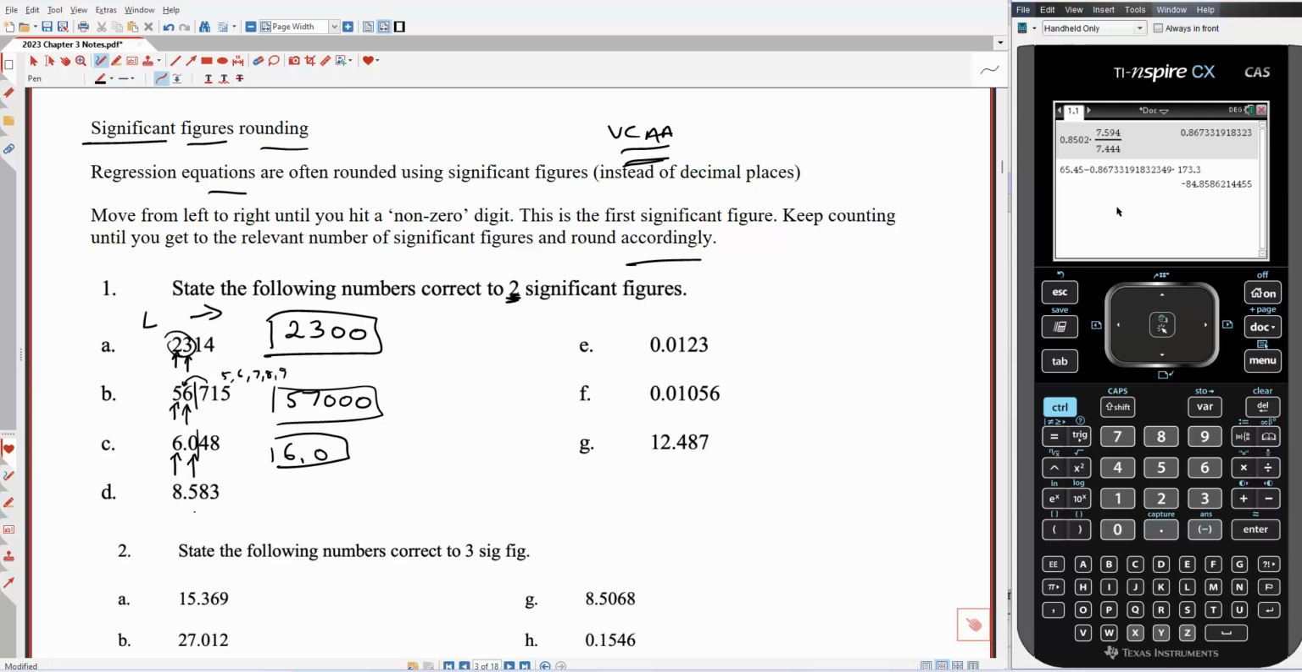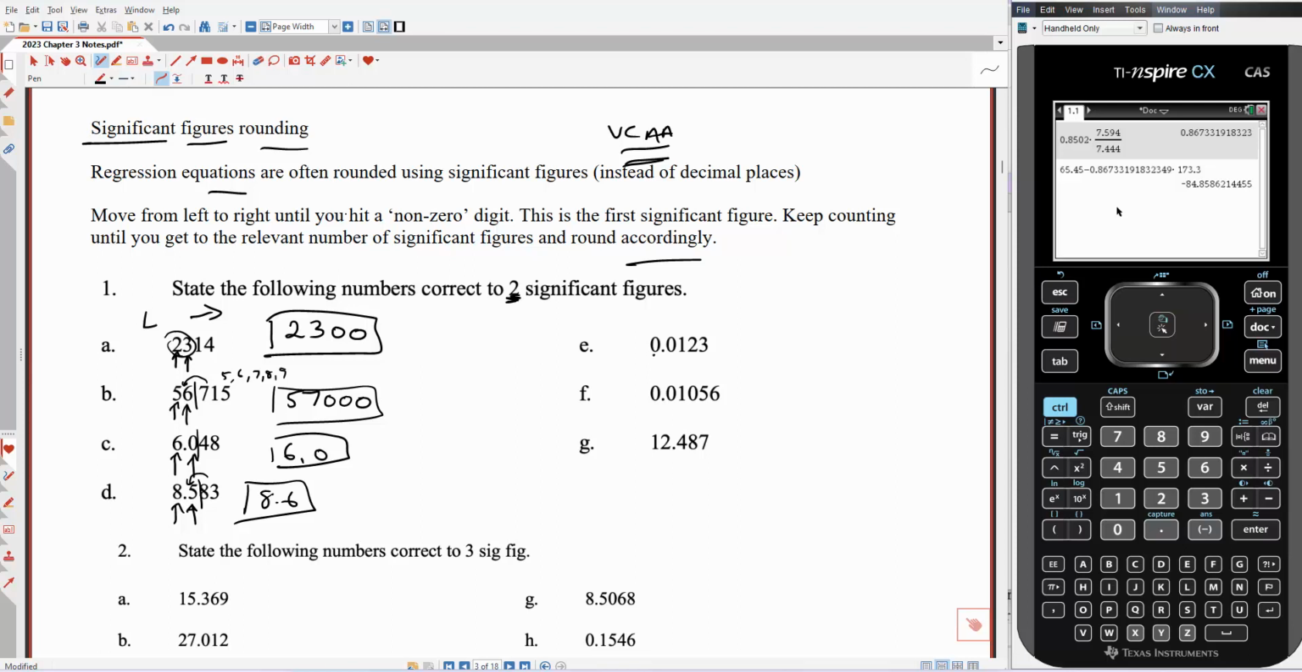All right, this one here, we've got our first non-zero digit, so that's the first significant figure. This is the second significant figure. 8 suggests this should go up by 1, so 8.6 to 2 significant figures. Okay, this one is a little bit harder. So we're going to start counting here, and 0 is not a significant figure.